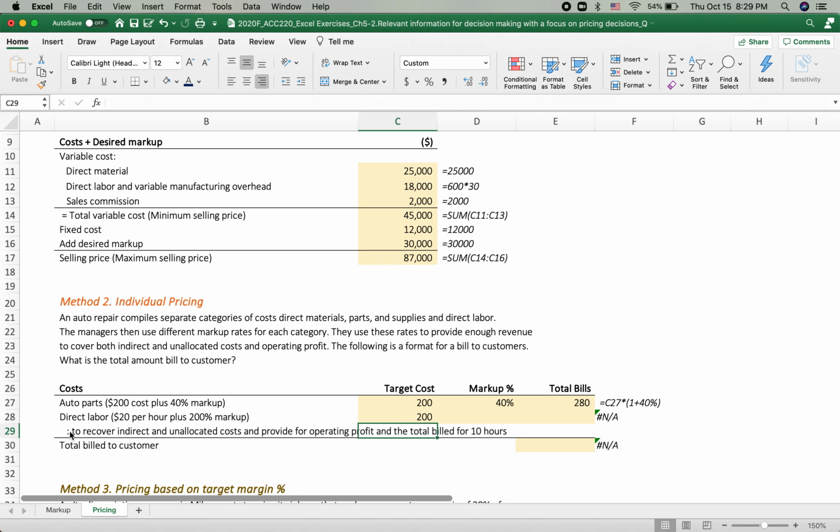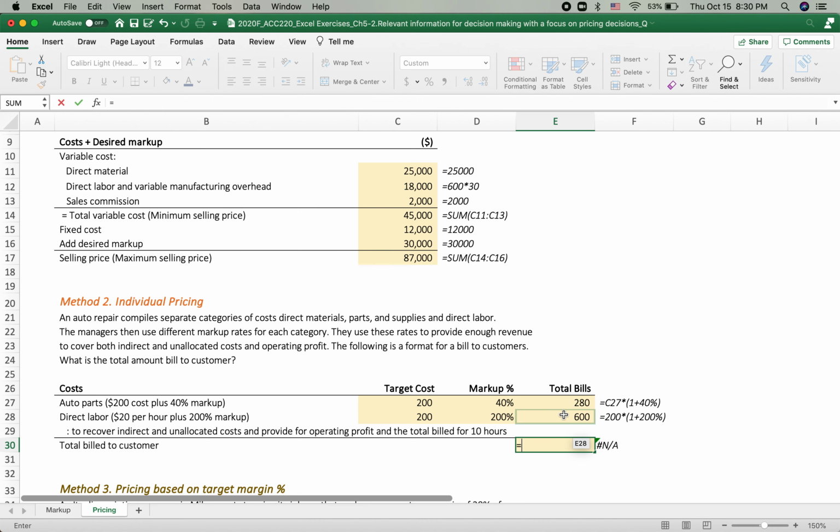So we also have the target cost of direct labor, $200. It has a 200% markup. In the same way, we multiply this $200 times 1 plus 200%. So the bill for the direct labor is 600. The total bill to the customer is just the sum of these two parts, the auto parts and the direct labor. So 880 is the total bill to the customer.